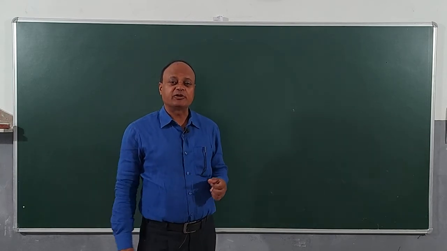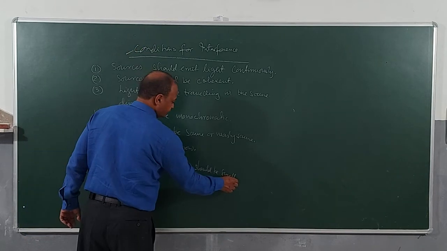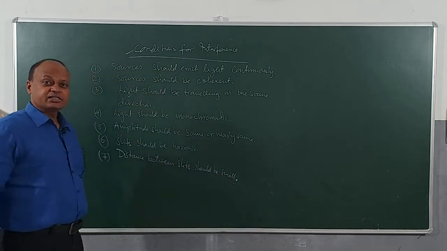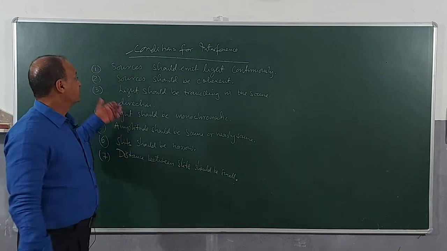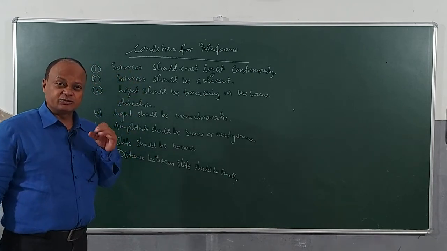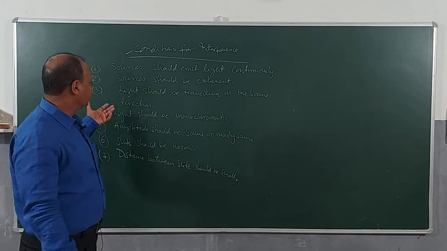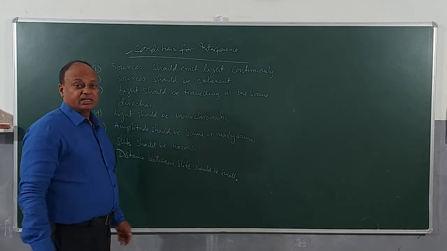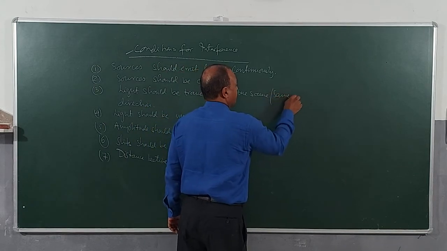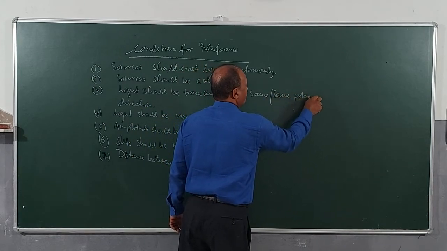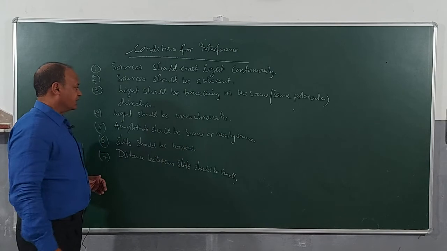So, what will be the conditions for sustained interference? Let us see here. So, children, these are conditions. I think we discussed in the previous video also what are the conditions for sustained interference. Sources should be emitting light continuously. Then sources should be coherent. You know what coherent sources are? Light should be traveling in the same direction. Same direction means same polarization. They should have same polarization, meaning the electric field vector should be directed in the same direction.